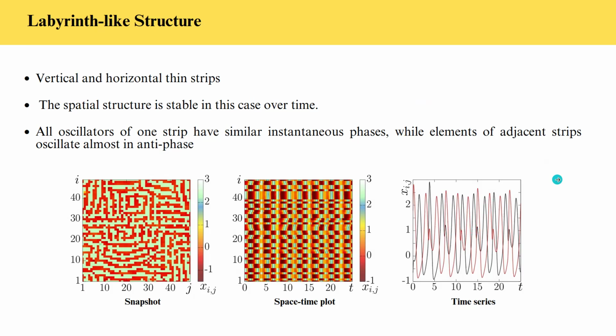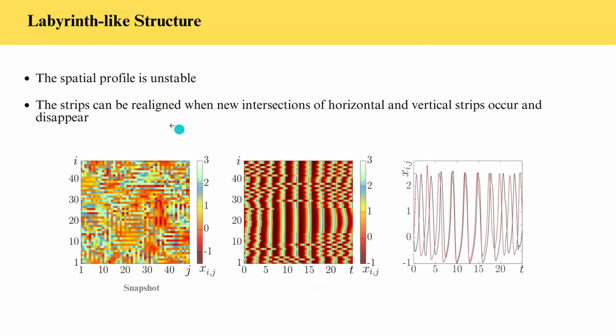And the second one is actually unstable. The spatial profile is unstable for this particular labyrinth-like structure. And strips can be realigned when new intersections of horizontal and vertical strips occur and disappear.